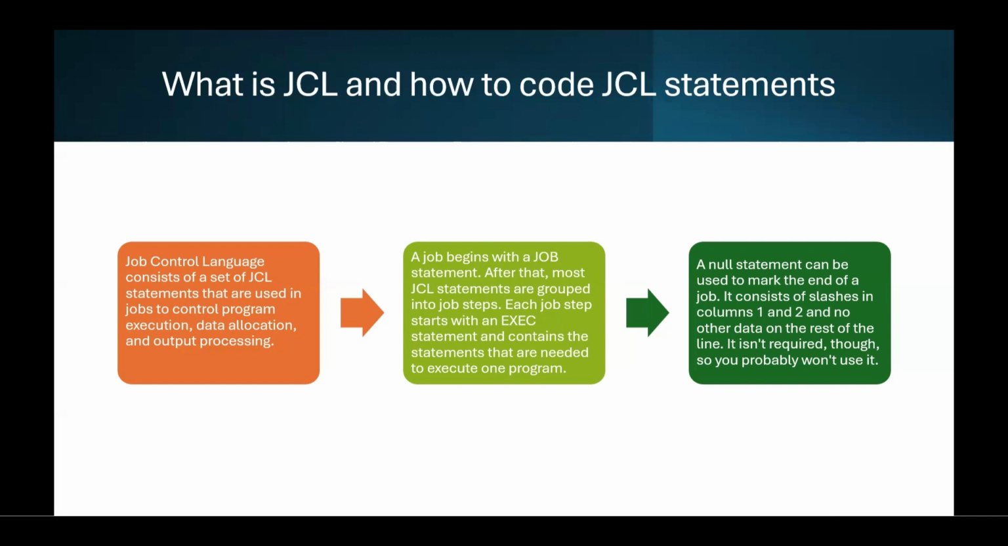And if you're writing any job, then the job begins with the job statement. After that, most JCL statements are grouped into job steps. In the starting, you will have a job statement, and in that job statement, you will have all the information about that job, such as the message class, the class, who is the programmer, and all kinds of accounting information. So basically the job card is the ID card of that particular job that gives the information about it. And after that, we will have job steps.